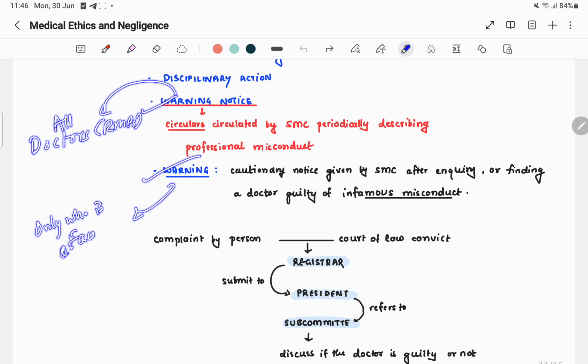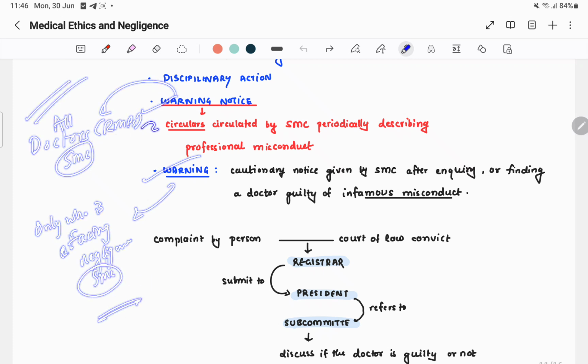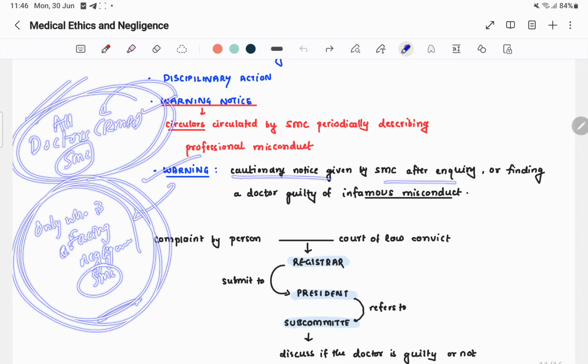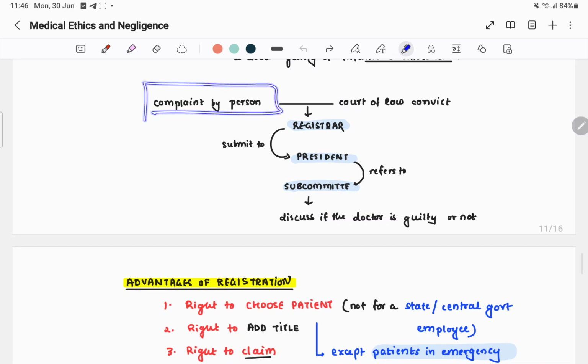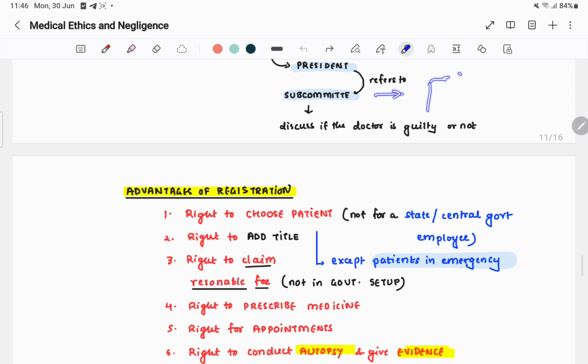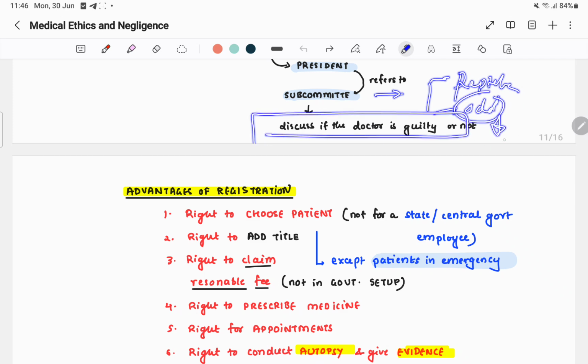This is also given by SMC, the State Medical Council. But the warning notice is given to all doctors. It has a set of rules and regulations. Warning is a cautionary notice given by SMC. So for any complaint, the registrar will submit it to the president. The president forms a subcommittee. The subcommittee will have doctors of good repute and an odd number of members. They will discuss whether the doctor is guilty or not.